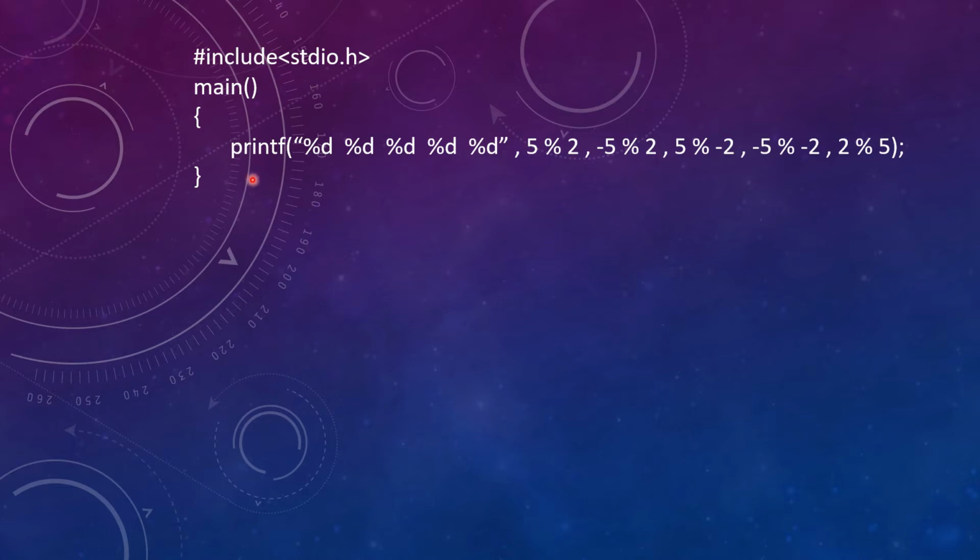As we can see, we have a printf function inside which we are printing five integer values, right? %d is a format specifier which is used to print integers on the output console, right? So what are we printing? We are printing the value of the operations we are performing over here using the modulus operator. You can see 5 mod 2, then minus 5 mod 2, 5 mod minus 2, minus 5 mod minus 2, and 2 mod 5. So these 5 operations are going on and the values will be printed on the output console.